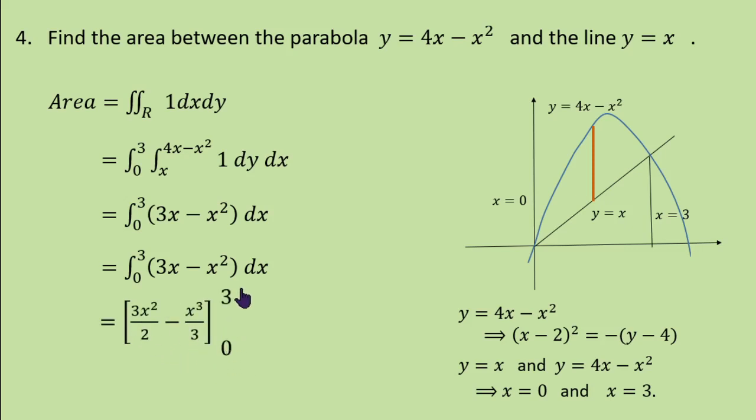Now the limit is from 0 to 3. 3 into 3 square, 27 by 2 minus 27 by 3. Either you take 27 outside, 1 by 2 minus 1 by 3, or substitute this in the calculator, you get the answer 9 by 2. So the area between this parabola and the line y equal to x is 9 by 2.